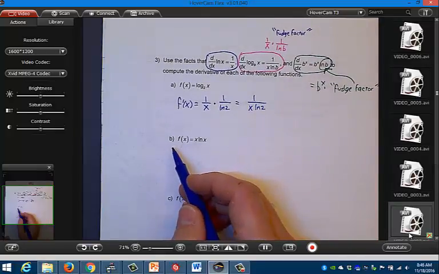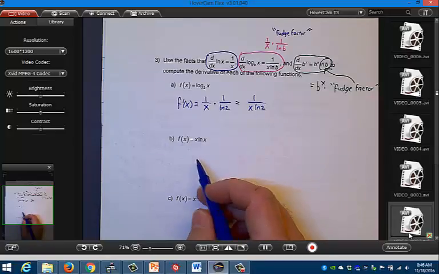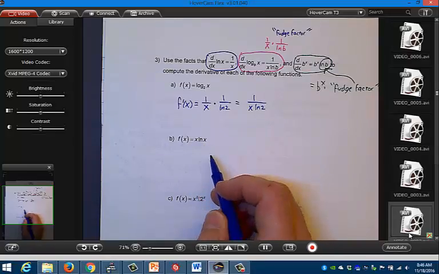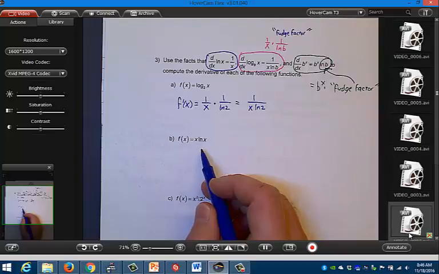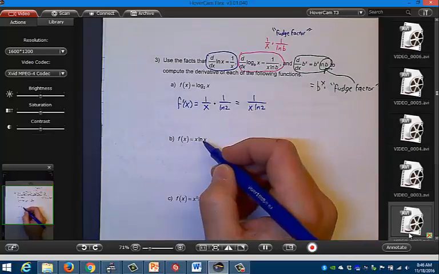Part B, one of the things that makes it tough to follow the rules is knowing what these things even mean. This is a foreign language. I wrote x ln x, but what does that mean? First of all, how many functions are in part B? Just 2, right? X is one of them, and the other one is ln of x, right?